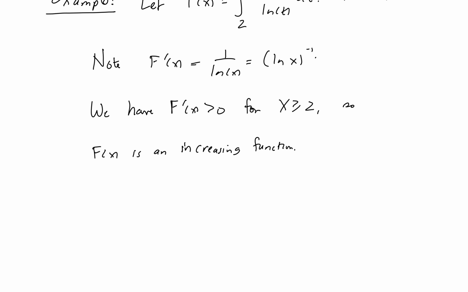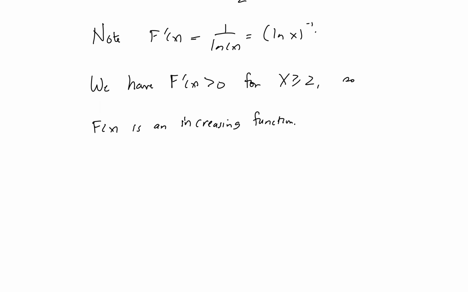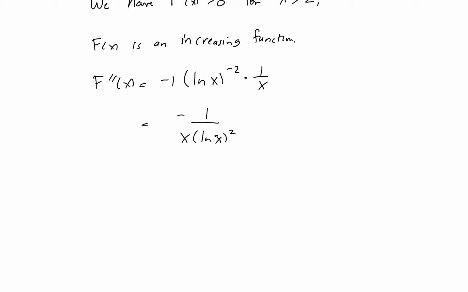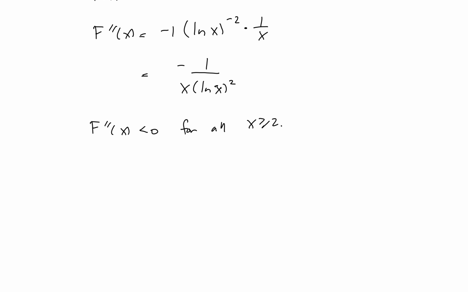And we can also take the second derivative of this, and this becomes minus 1 natural log of x to the minus 2 times 1 over x. So this is minus 1 over x natural log of x squared. And so now this is negative for all x bigger than or equal to 2. So that tells us f is concave down.